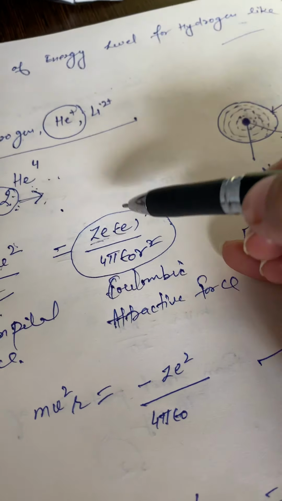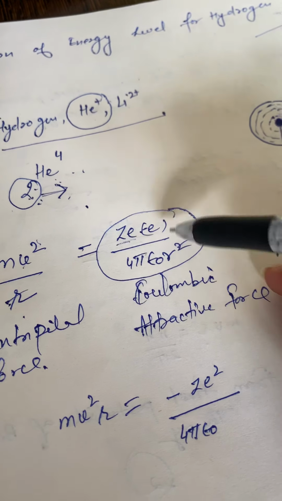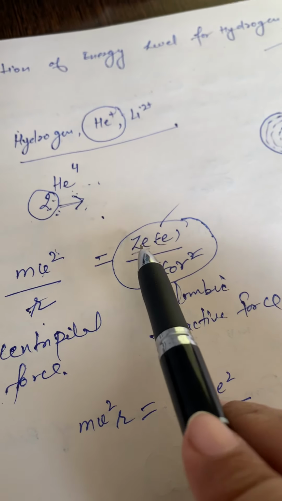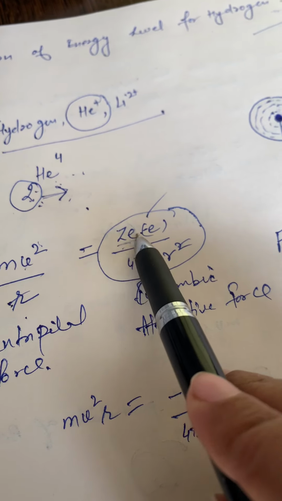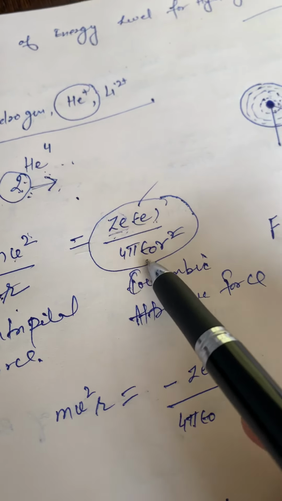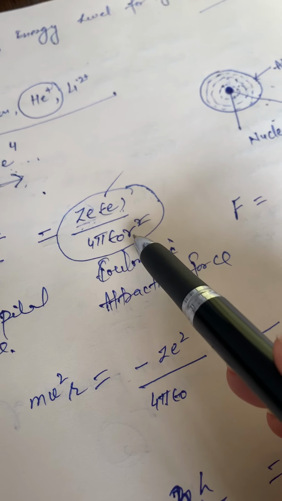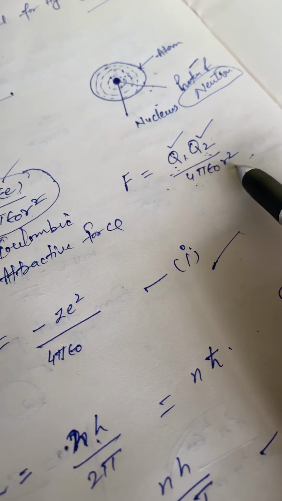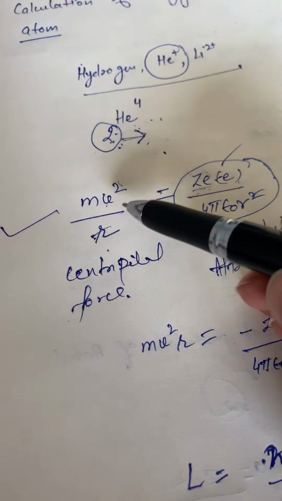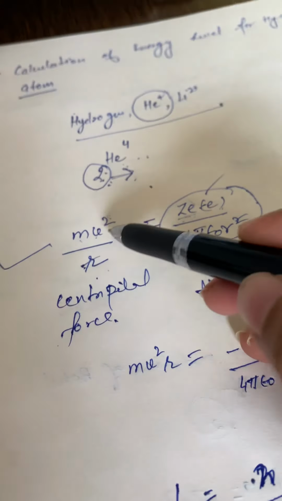If we consider only magnitude, or we can say if we neglect this negative, this is Ze, that is the amount of charge on the nucleus, and e is the charge on the electron. 4 pi epsilon naught is the constant quantity, r is the distance between these two charged quantities. Then this force is equal to mv square divided by r, that is the centripetal force.